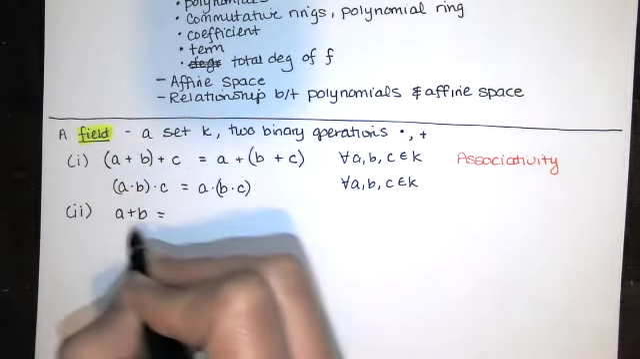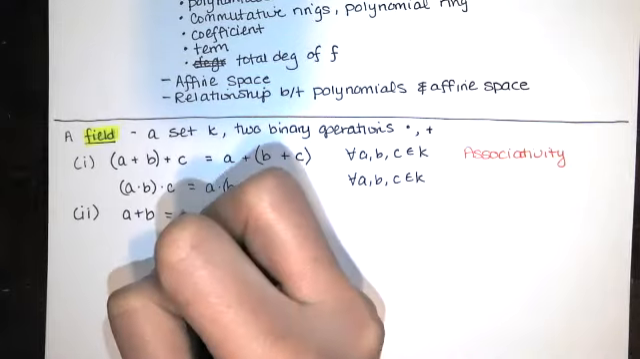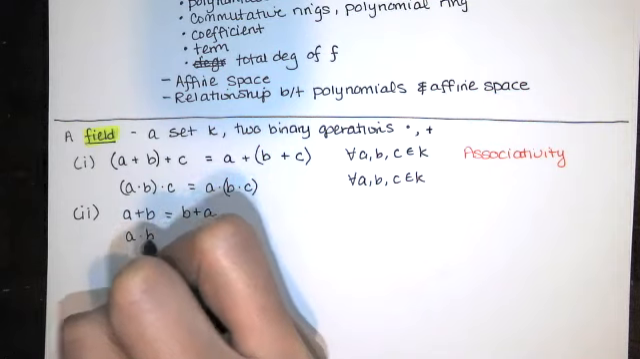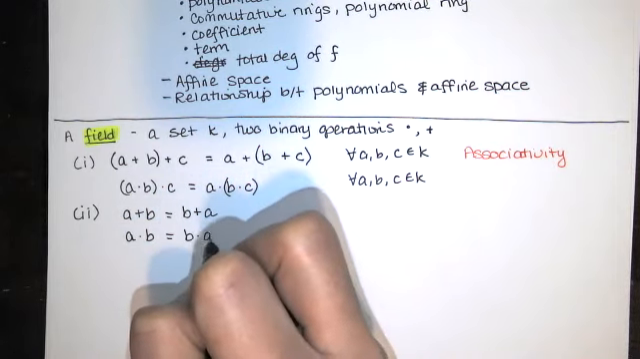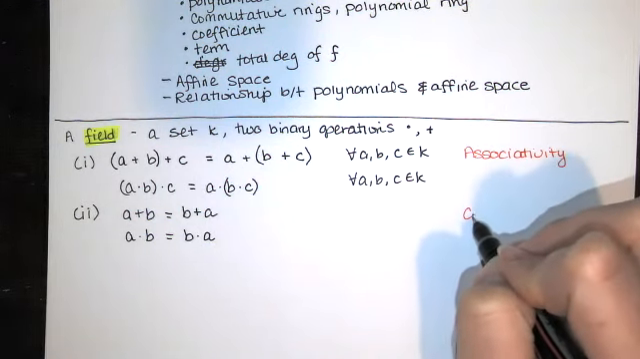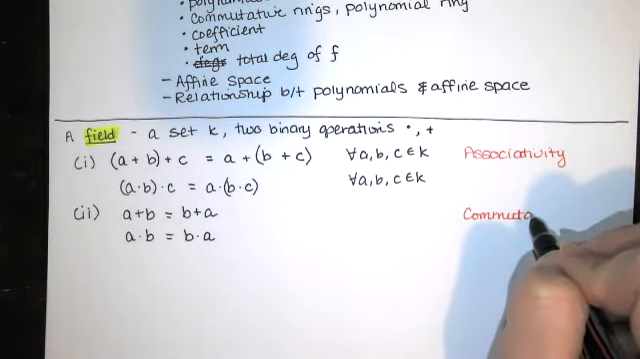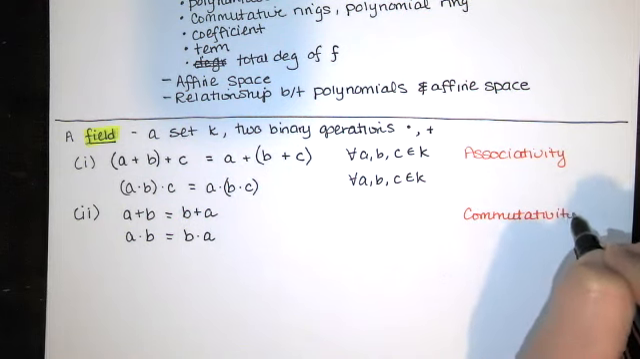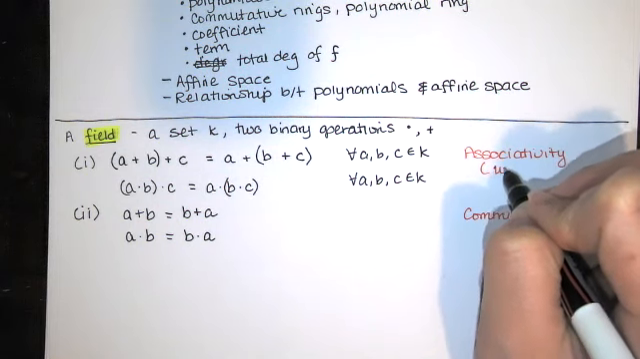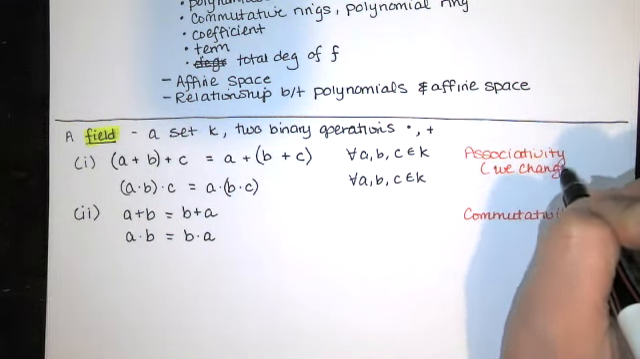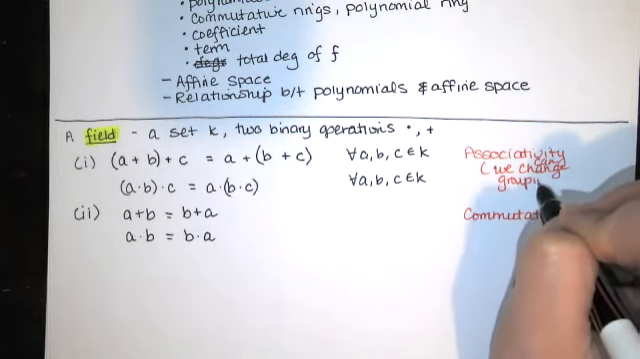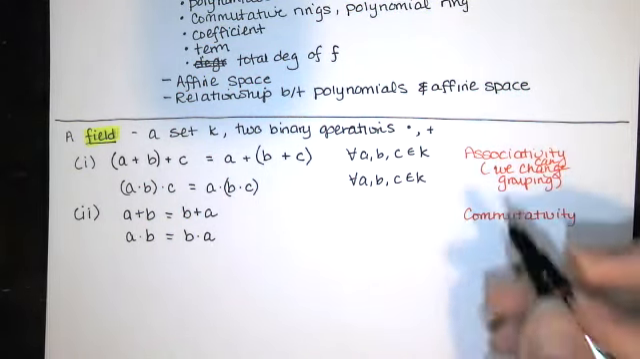Commutativity is where the order doesn't matter. If I want to add A and B together, that's the same as adding B and A. If I multiply A times B, I'm going to get the same result as I get when I multiply B times A. So with associativity, you can change the grouping, and we'll get the same result. And with commutativity, we're changing the order.